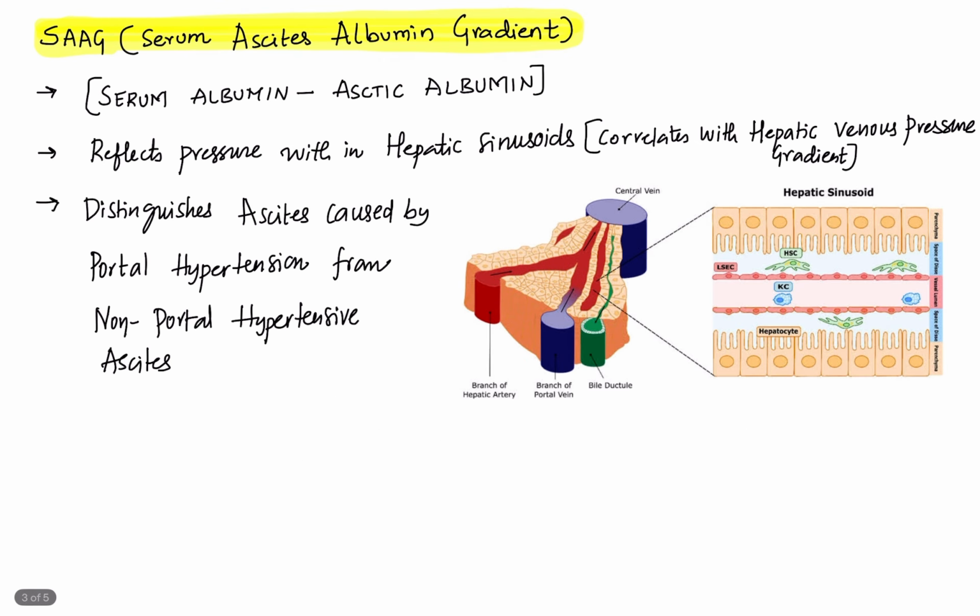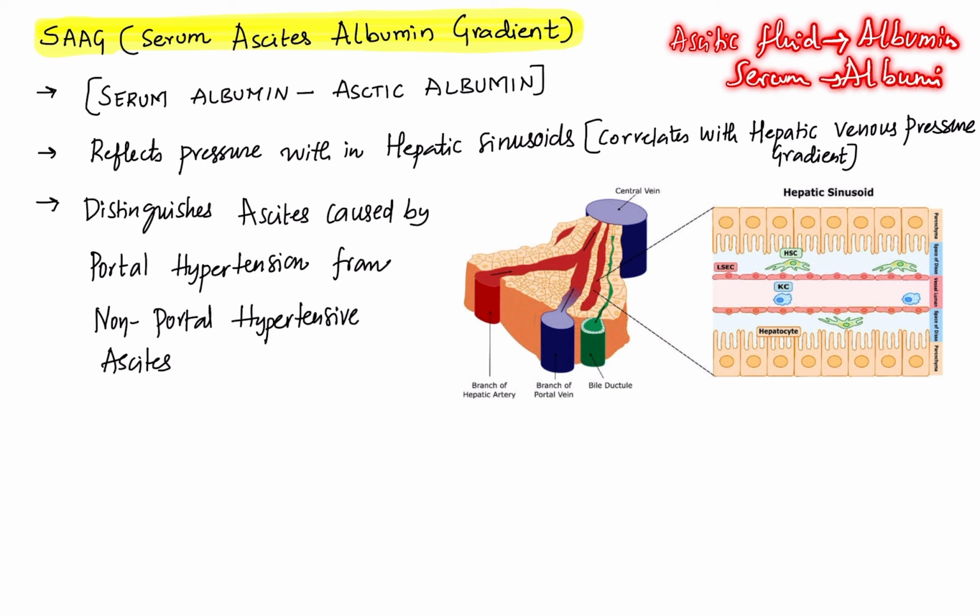But questions are mainly coming from SAAG. SAAG means serum ascites albumin gradient. For this, you need two values. You have taken an ascitic fluid, so measure the albumin content of the ascitic fluid. At the same time, take a serum sample and also send it for serum albumin analysis. If the serum albumin value is X and the ascitic value is Y, then this X minus Y value is SAAG.